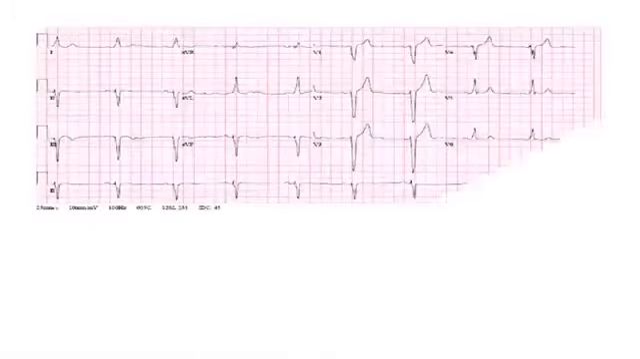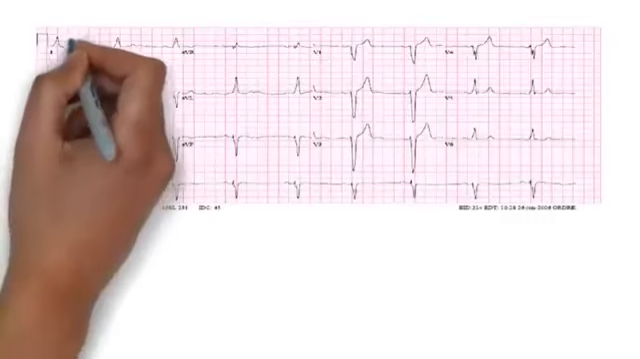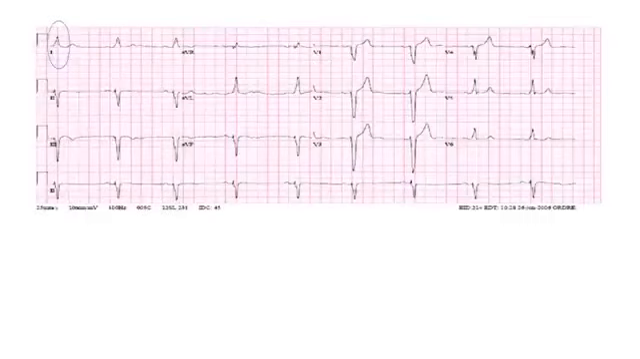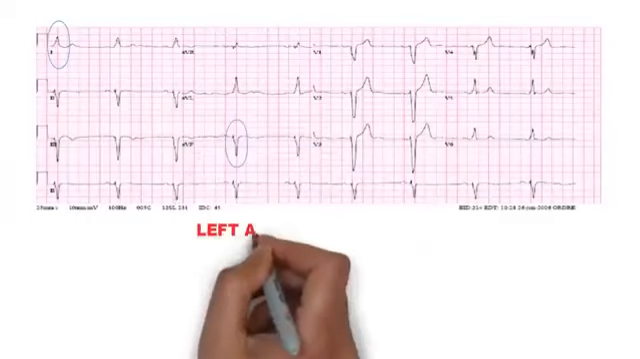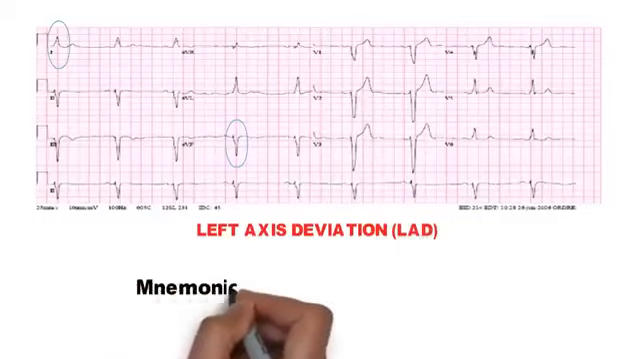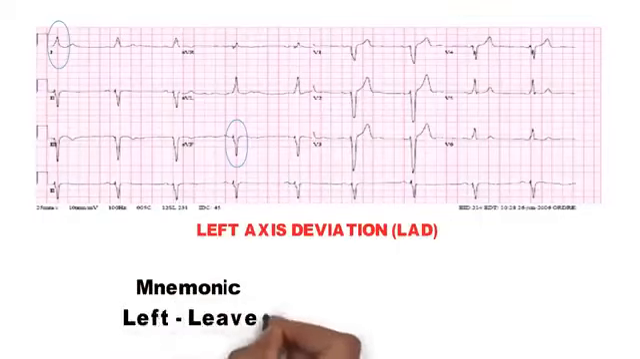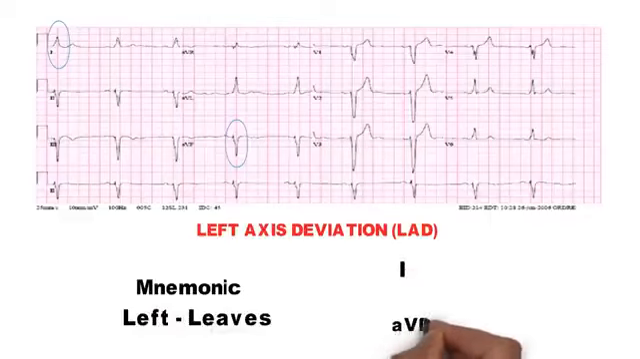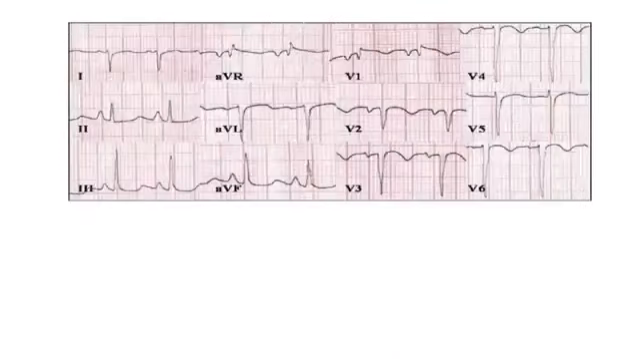axis deviation range. Now look at this ECG. Net QRS in lead 1 is positive and net QRS is negative in AVF. So this ECG is showing left axis deviation or LAD. And you can remember this by a mnemonic: left leaves, where net deflections in lead 1 and AVF are in opposite directions, as if they are leaving.